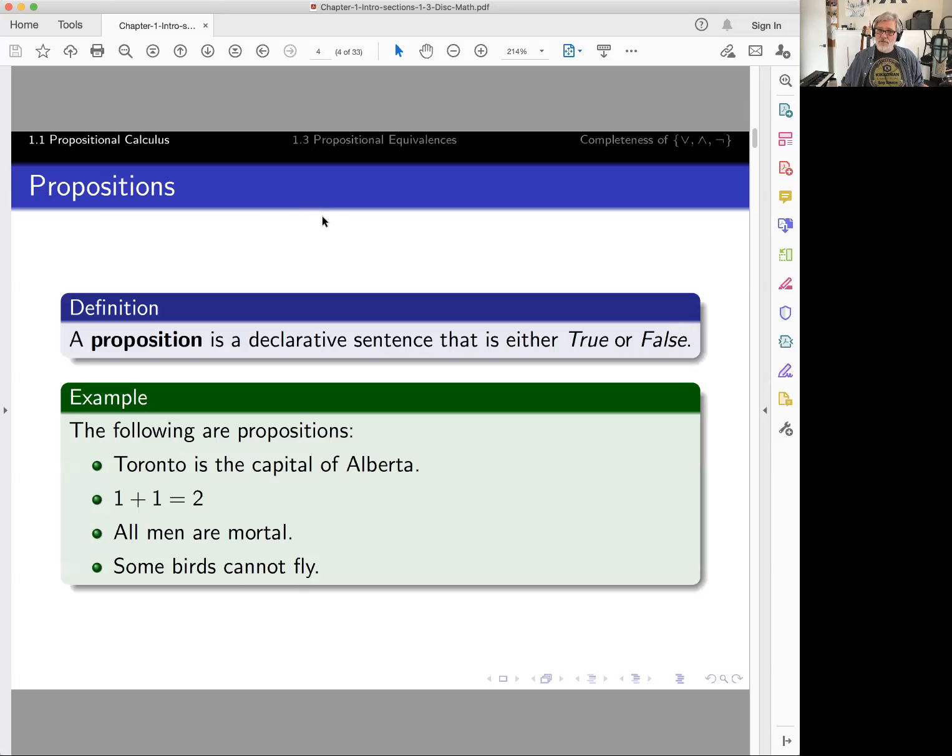So propositional calculus, or propositional logic, we want to deal with things that are called propositions. So what's a proposition? It's a declarative sentence which is either true or false. You can also think of this, as you may have seen when programming, as a Boolean variable. So it's a variable that can take on two values, true or false.